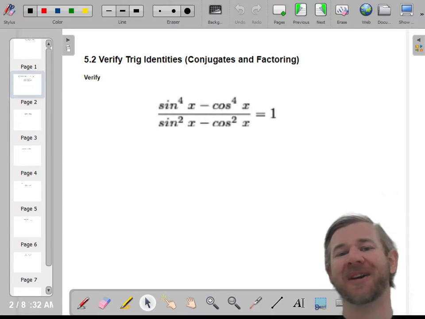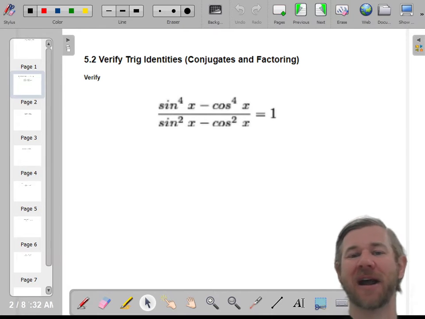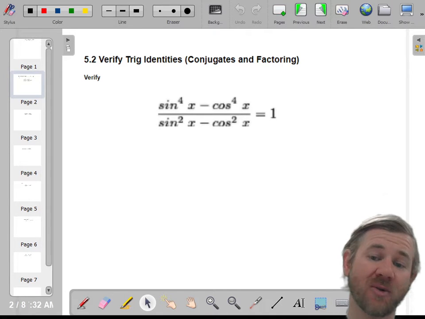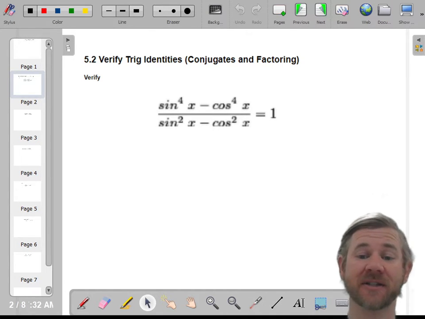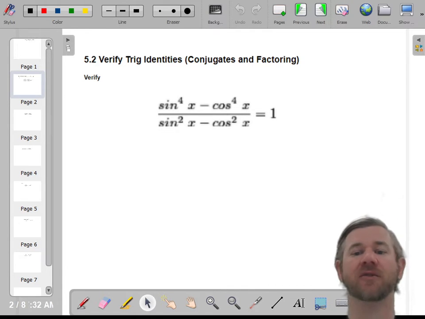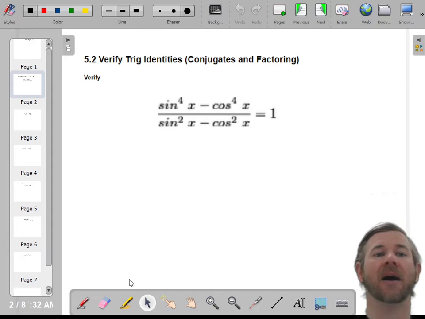Hello everyone, we're going to keep doing these verify problems, but we're going to do some today that have some tougher things going on. So there's a little bit of factoring going on. We might have to use the conjugate. Sometimes you do a problem and you don't really need one of these, but these are often very helpful strategies. So let's talk about the first one here.